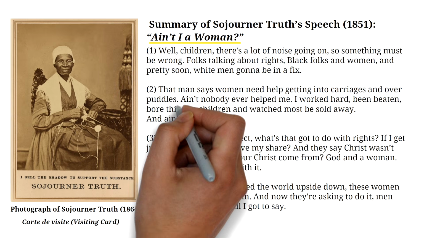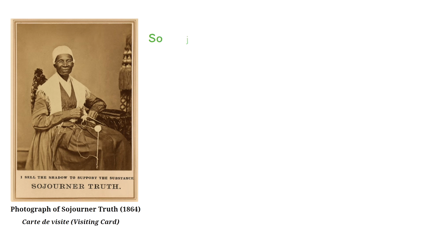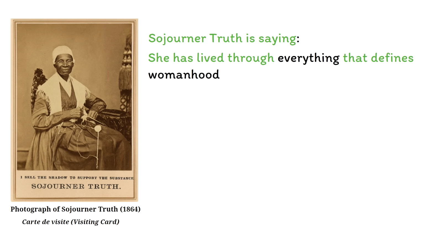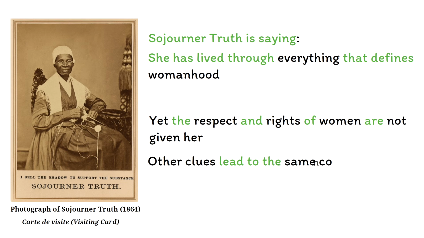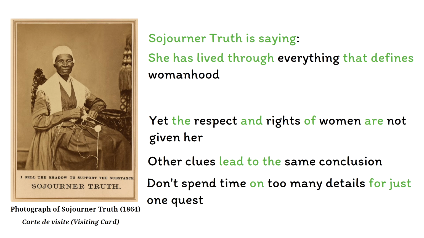So when we combine these three clues, Sojourner Truth is saying that even though she has lived through everything that defines womanhood, she is still not treated with the respect or rights that women are supposed to have. She is saying, I've earned my place. I am a woman, so why don't I get treated like one? There are other clues in the speech that can lead you to the same answer, but it's best not to get caught up in too many details. This can waste valuable time on just one question.